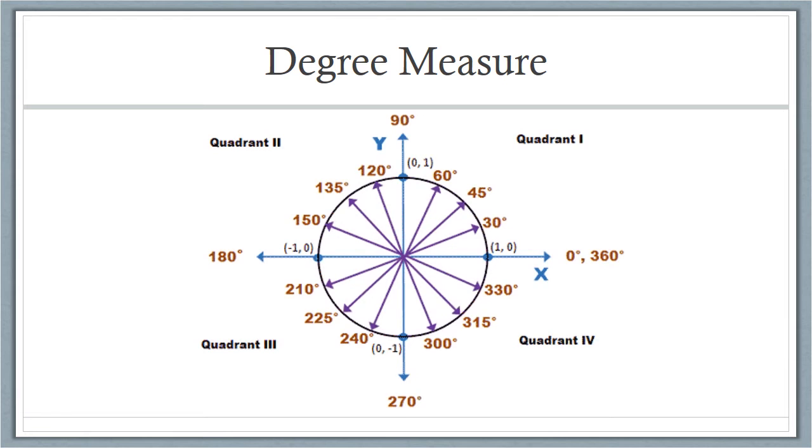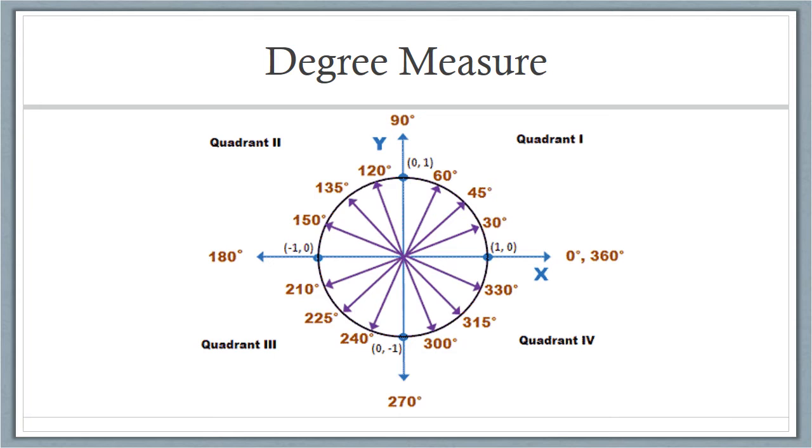Okay, this is a setup of the degrees laid out on the XY graph. Notice that the X and Y axes separate the graph into 4 quadrants. You've talked about those before in math class. The upper right is quadrant 1, the upper left is 2, the lower left is 3, and the lower right is quadrant 4. And you can see the different angles there.